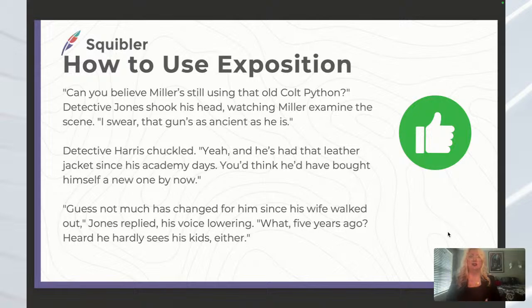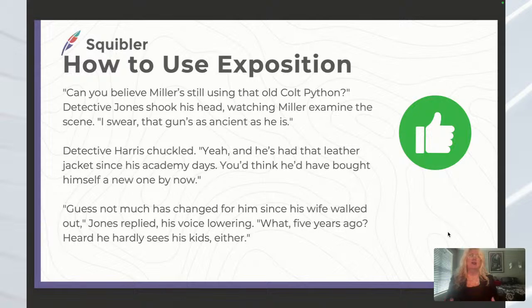Here you're going to see 2 characters talk about Detective Miller. "Can you believe Detective Miller is still using that old Colt Python?" Detective Jones shook his head while watching Miller examine the scene. "I swear that gun's as ancient as he is." Detective Harris chuckled. "Yeah, and he's had that leather jacket since his academy days. You'd think he'd bought himself a new one by now." "I guess not much has changed for him since his wife walked out," Jones replied, his voice lowering. "What, 5 years ago? Yeah, I heard he hardly sees his kids either."